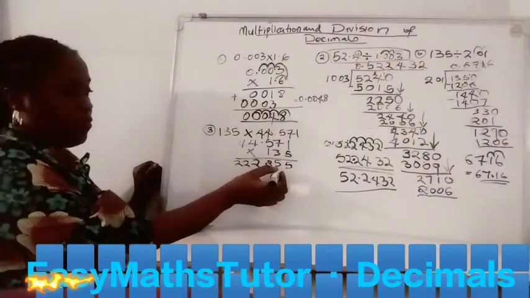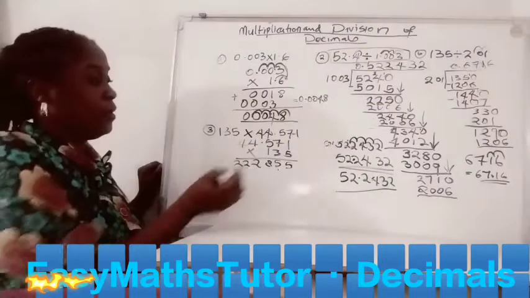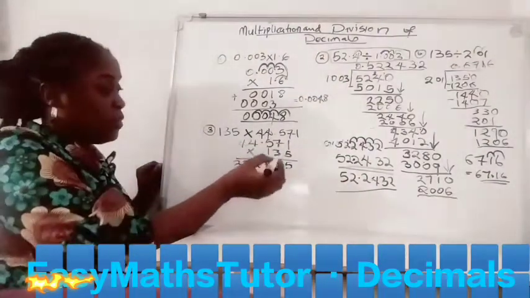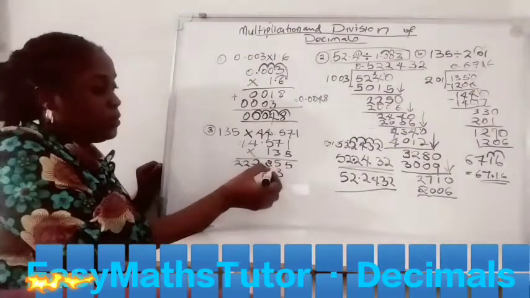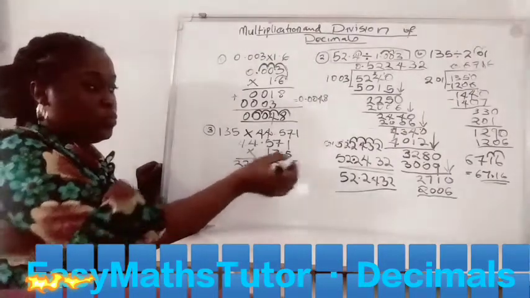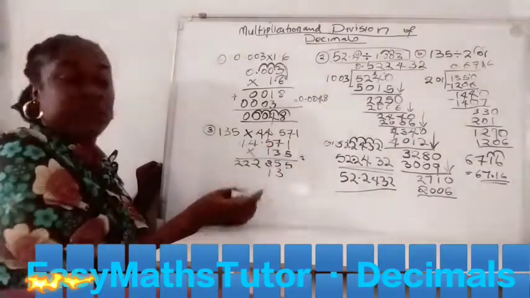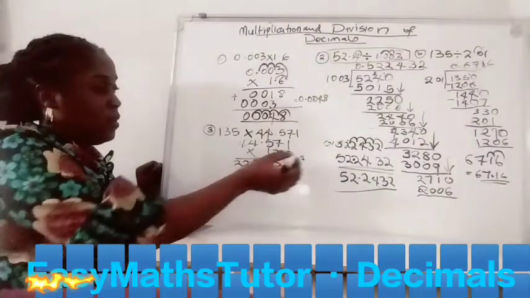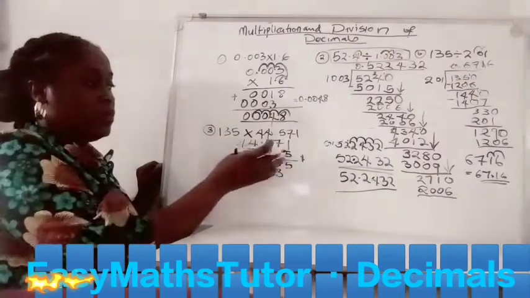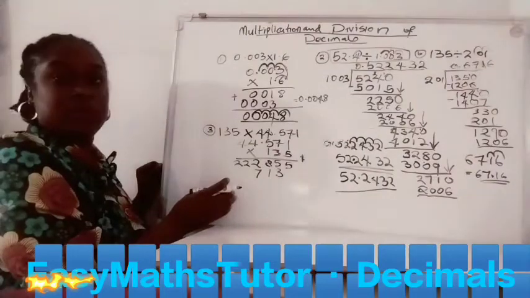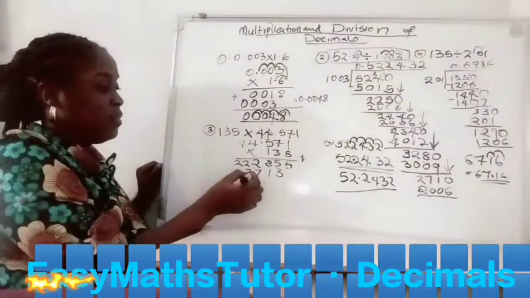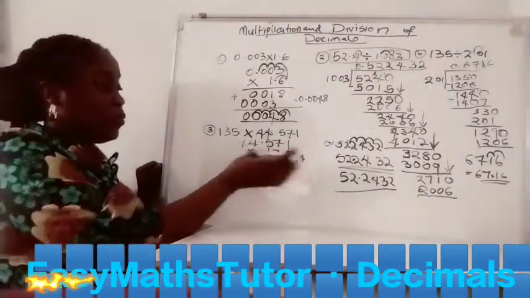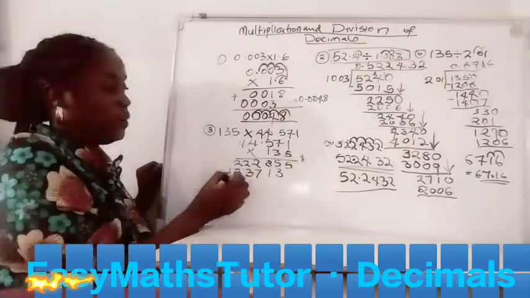Then we'll multiply 3. Now we'll start from under 3. 3 times 1 gives us 3. 3 times 7 gives us 21, right? So you write 1, remainder 2. 3 times 5 gives us 15, plus 2, that is 17, remainder 1. 3 times 4 is 12, plus 1, which is 13, remainder 1. 3 times 4 is another 12, plus 1, which is 13.